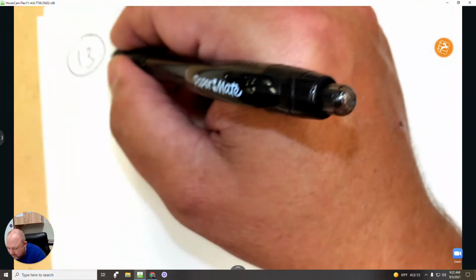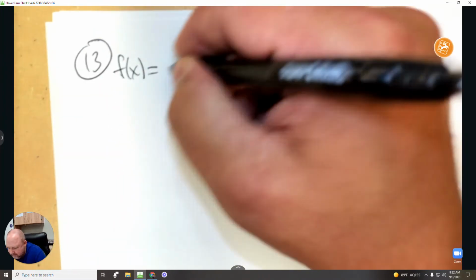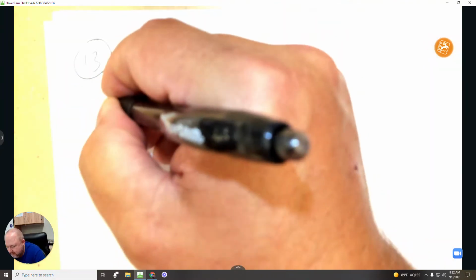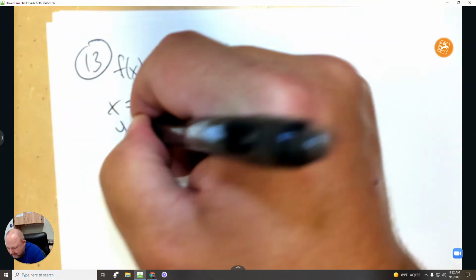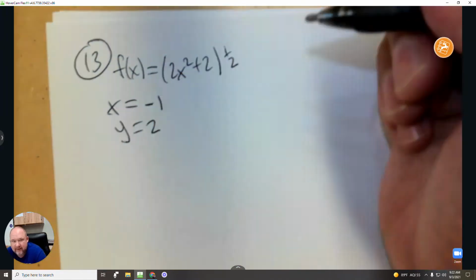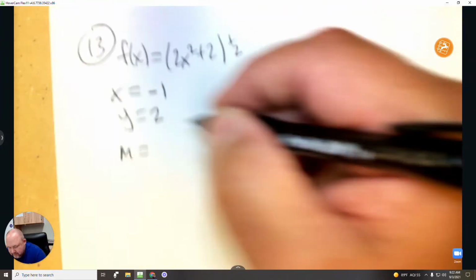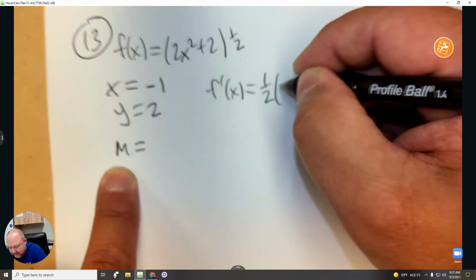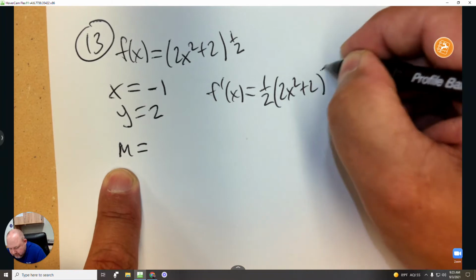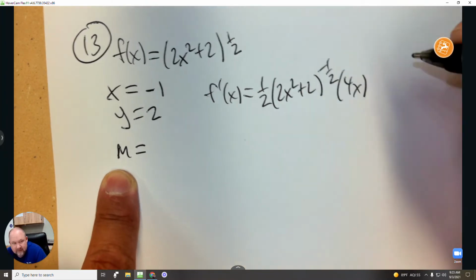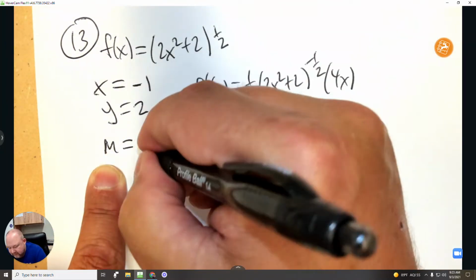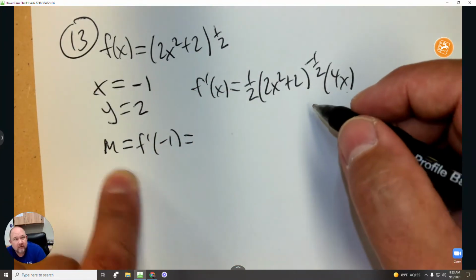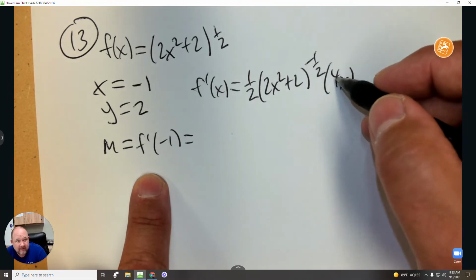So again, I'm going to write it calculus friendly. So that is 2x squared plus 2 to the half. I'm finding the tangent line, so I need the x coordinate, the y coordinate, and the slope. This is calculus, so I need the derivative. That's 1/2 (2x squared plus 2) to the negative 1/2, and then the hook. And then to find the slope, I'm going to plug in -1 into the derivative.